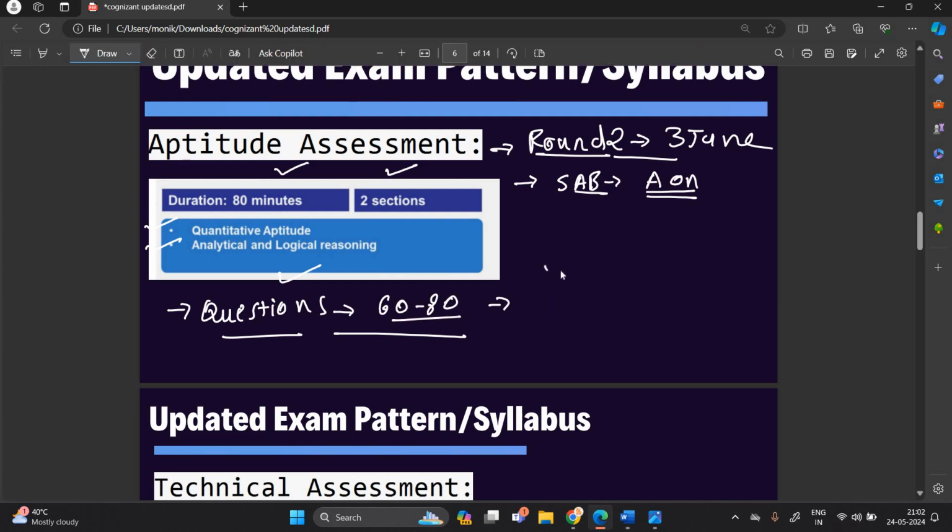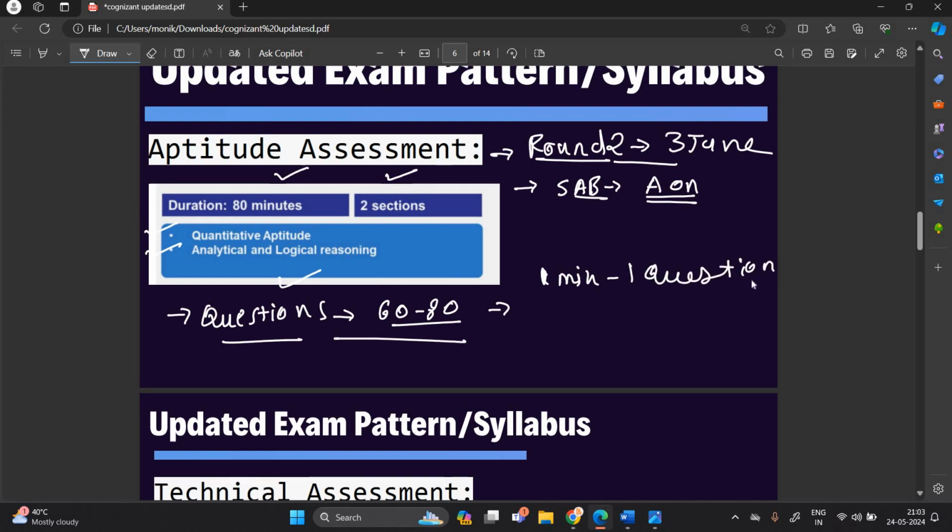Okay, because it will totally depend on them. For 1 minute they are giving one question. We are just expecting that we get between 60 to 80 questions. Because there are 2 sections, we can expect like 40 questions in quant and 40 questions in analytical and logical reasoning, and total 80 questions and 80 minutes of time. This is just related to the aptitude assessment.